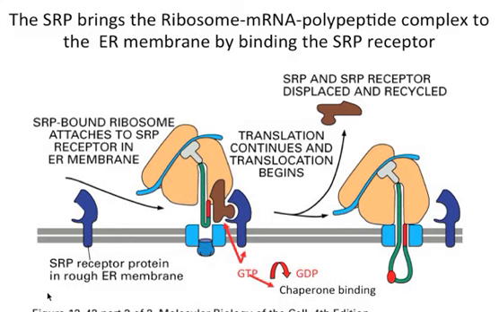So the ribosome brings the whole complex to the ER by binding to the SRP receptor. Whenever something's going somewhere, there's usually a protein it binds. There's not just random diffusion through the cell. Things are pretty directed. So SRP binds to SRP receptor.